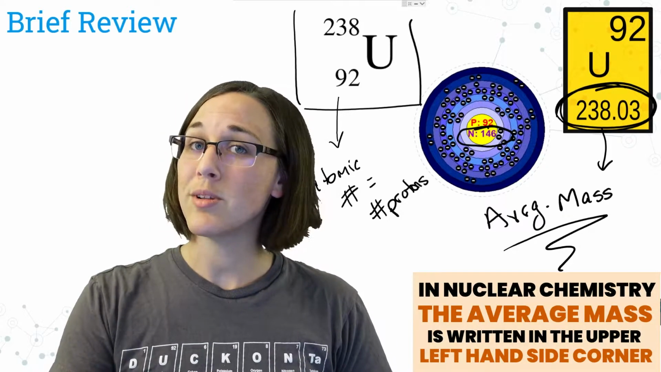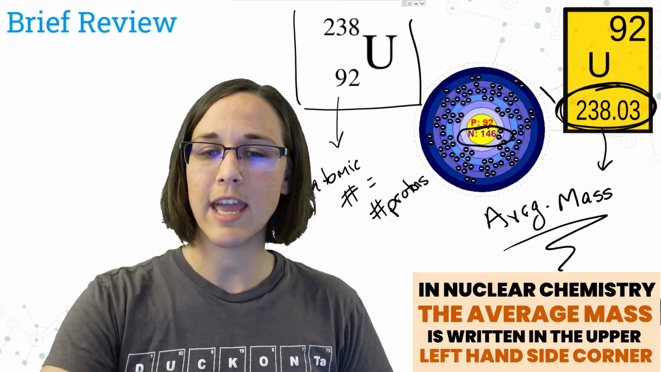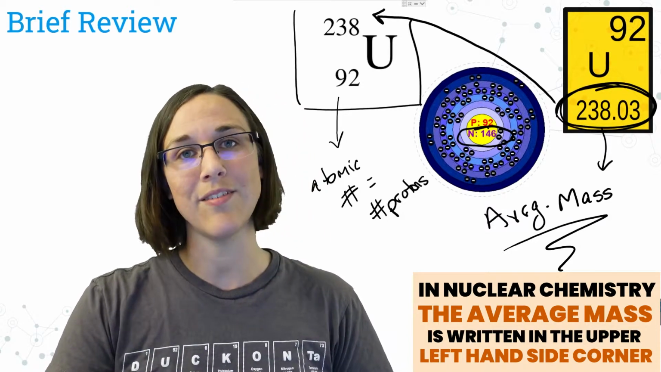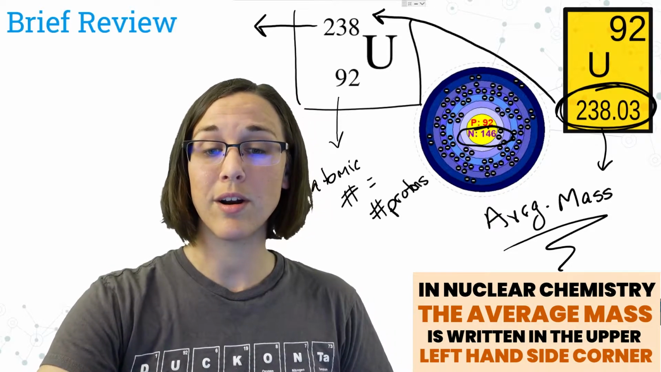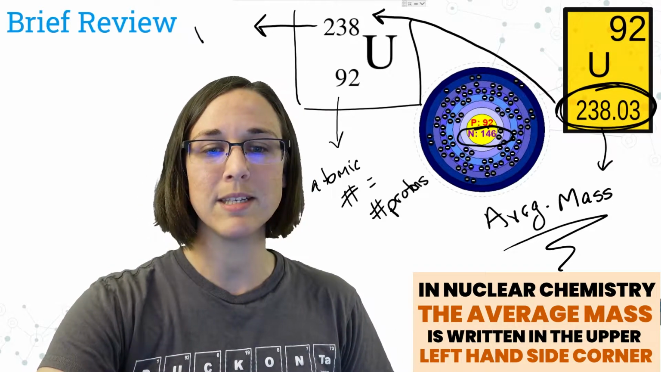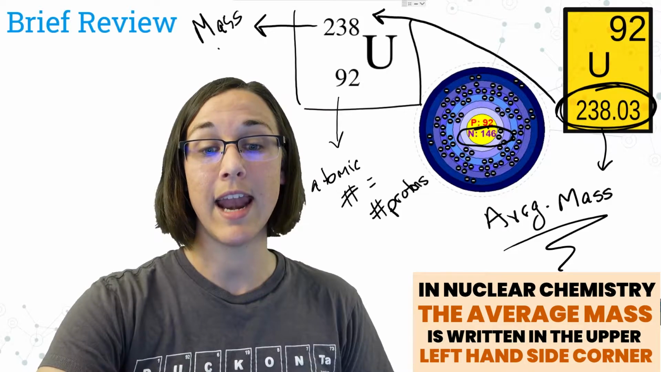Notice that in our nuclear chemistry notation, the 238 is written up top in the left-hand corner. So anytime we see this number in the upper left-hand corner in nuclear chemistry, we know that that must be the mass number of that atom.